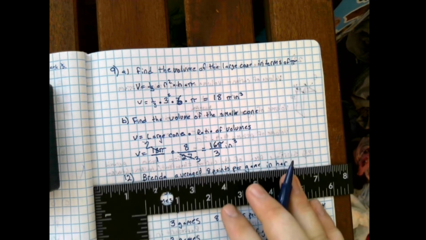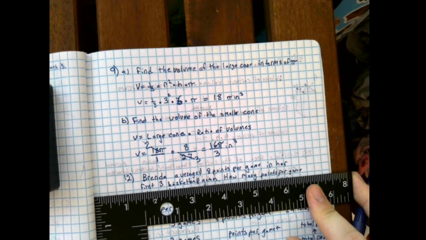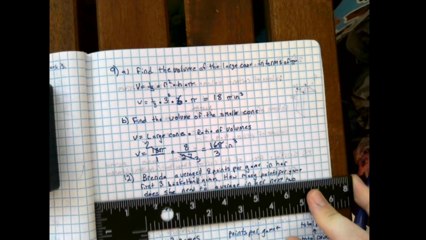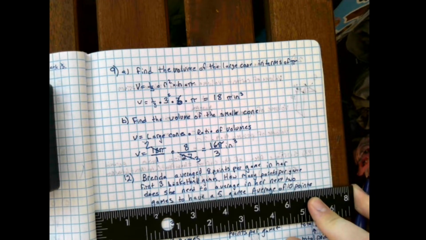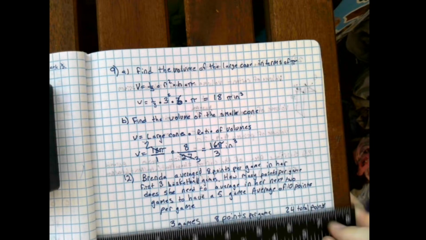Question 12 says that Brenda averaged 8 points per game in her first 3 basketball games. How many points per game does she need to average in her next 2 games to have a 5-game average of 10 points per game?